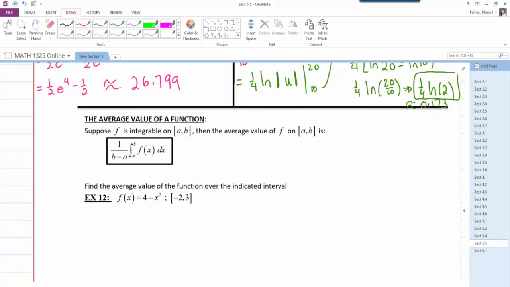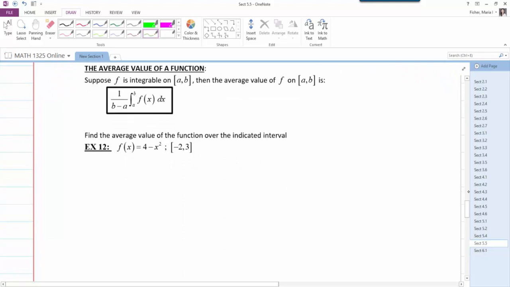So the average value of a function is, if you take the function from the interval from a to b, what is the average y value that you're typically getting there? Suppose f is an integrable function on the interval [a, b]. Then the average value of the function f on that closed interval [a, b] is equal to 1 over b minus a times the integral from a to b of f of x dx. So let's go ahead and use this formula to find the average value of a function over the indicated interval.